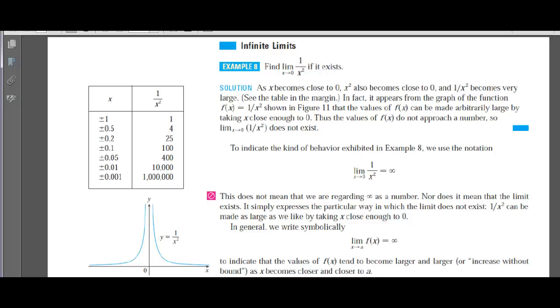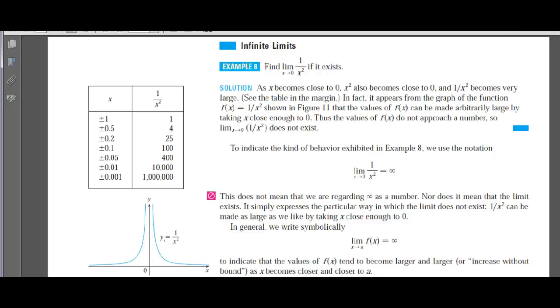very large. Table. 1 billion. In fact, it appears from the graph of the function, table, graph, that the values of f(x) can be made arbitrarily large by taking x close enough to 0. You throw in x as 0.00001, you get 10 million, or whatever. Thus, the values of f(x) do not approach a number, so the limit as x approaches 0 of 1 over x squared does not exist. That's what your book's going to say in the limit section.